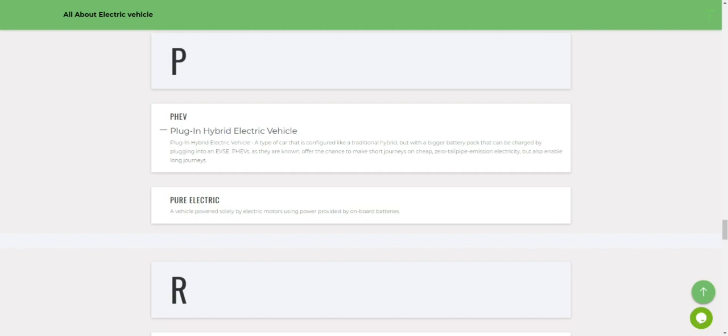Okay, then there's also preconditioning. Preconditioning is a feature where you can schedule your electric car to heat its interior before you get in. If you charge your car up overnight, the heating can be scheduled for the morning, where it will be heated using the mains electricity and will not reduce your range before setting off.